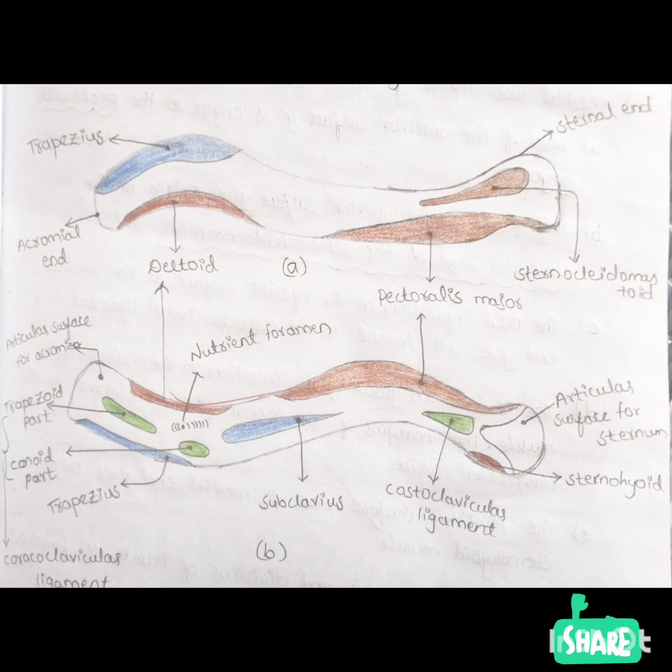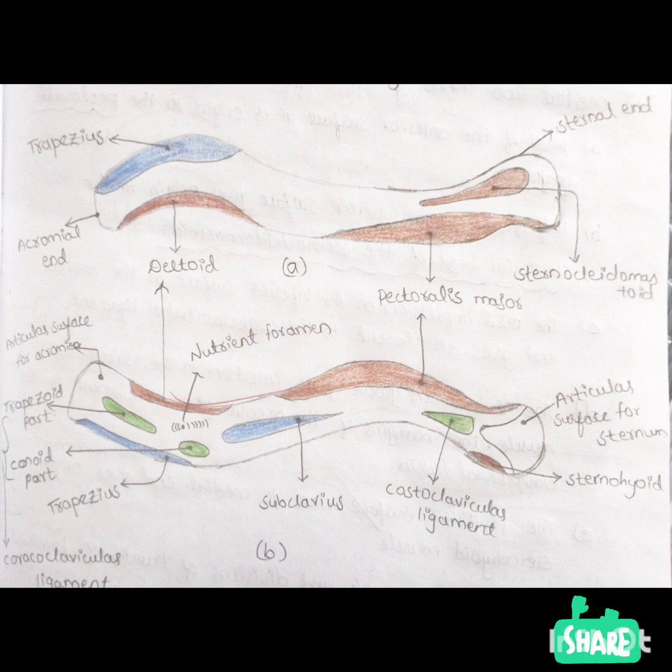Now the lateral one-third of the shaft. We know lateral one-third of the shaft has two borders and two surfaces. In that, the anterior border gives origin to deltoid muscle, and the posterior border provides insertion to trapezius muscle, and the conoid tubercle and trapezoid ridge, which are present on the inferior surface, give attachment to the conoid and trapezoid parts of coracoclavicular ligament.